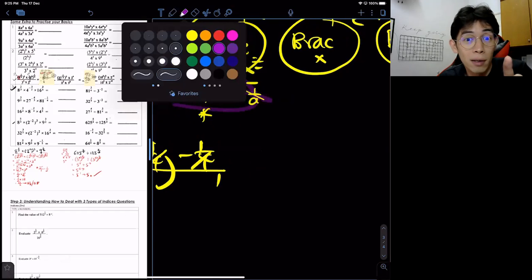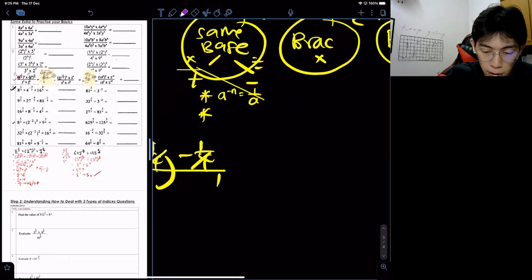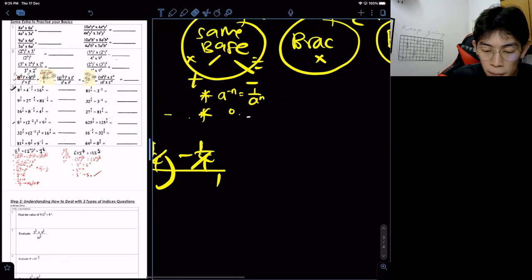Remember that? Then after that, what else? Okay, what else did I mention to everybody? I remember I said a power 0 equals to 1. So these are the extra two things. Okay, extra two things that I mentioned to everybody. A power 0 equals to 1.